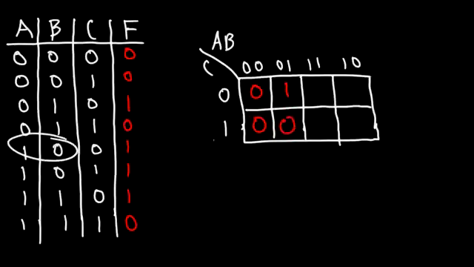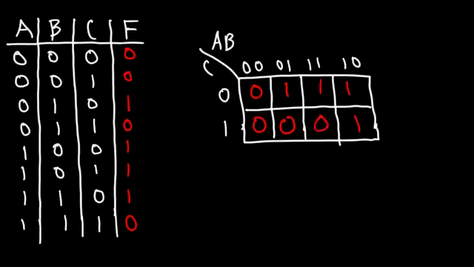Next, AB is 1, 0, so we're dealing with the last column, and C is 0, so the function value is 1. Now for this one, AB is 1, 0 still, C is 1, and the function value is 1. Next, we have AB is 1, 1, so that's the third column, C is 0, and the function value is 1. And for the last one, the function value is 0, where A, B, and C are 1.